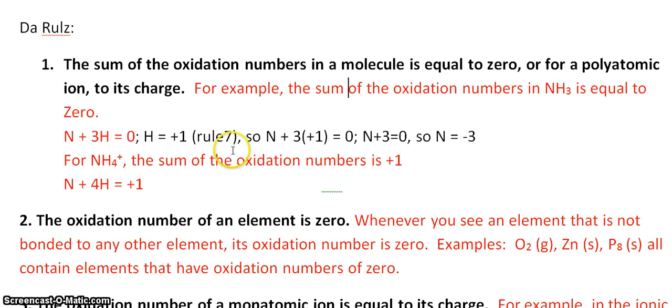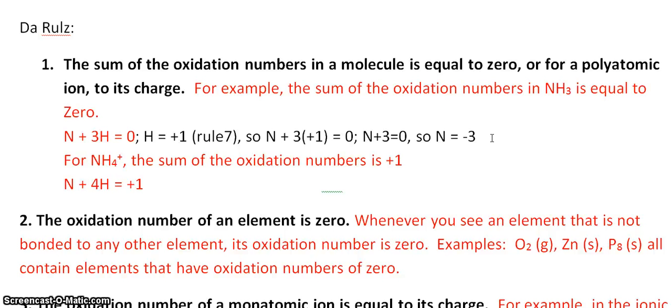Okay, but rule number 7 said that hydrogen is +1 when it is paired with nonmetals, and nitrogen is a nonmetal. So we can fill in the value for hydrogen here, and we can say that nitrogen plus 3 times the oxidation number of hydrogen, or +1, is equal to 0. That means that N plus 3 is equal to 0. We can solve that by subtracting 3 from both sides of the equation, and we end up with N equal to -3. So we say the oxidation number of nitrogen in ammonia is -3.